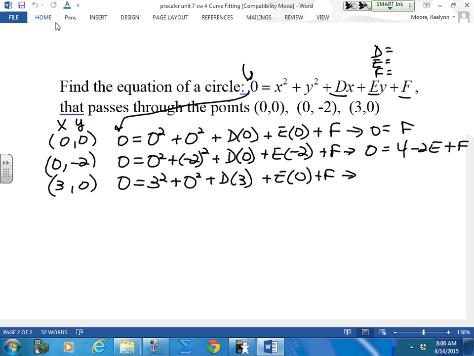This one's different. This is a circle, and it's in standard form. It's kind of like when you get your parabola all to one side and you set it equal to 0. So this one has to say exactly that. We're only substituting in your x and your y. So this becomes 0 equals 9 plus 0 is 9, plus 3d, no e, plus f. Now, your variables are d, e, f.